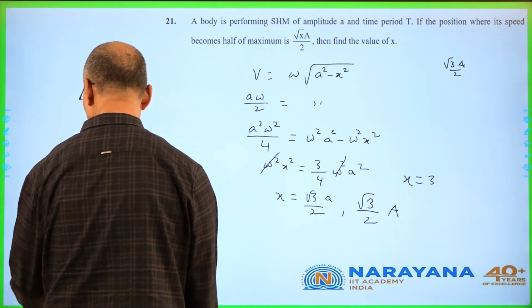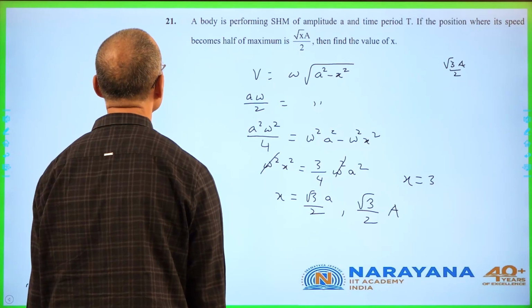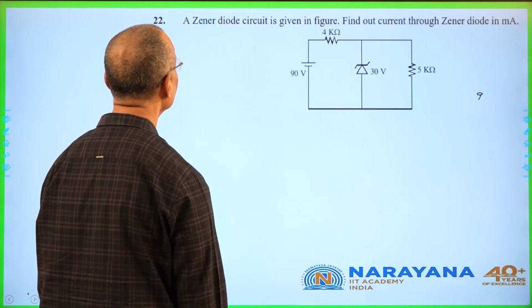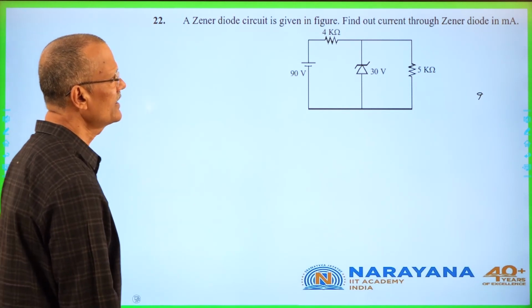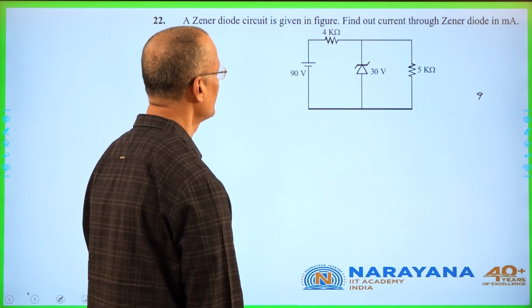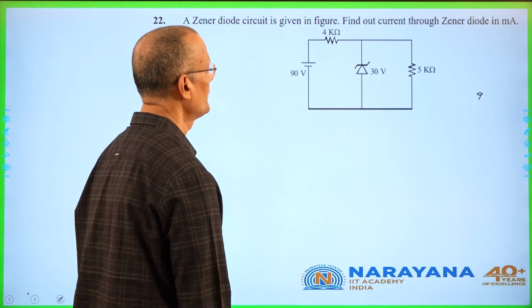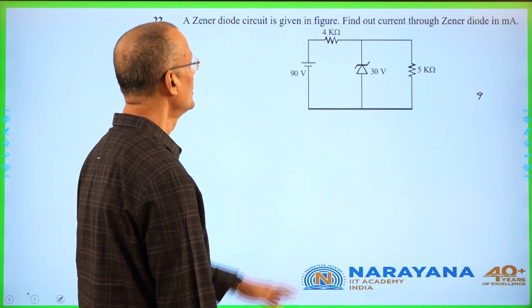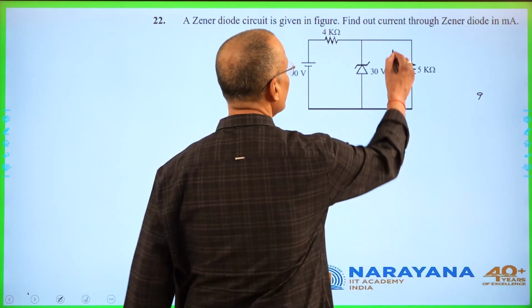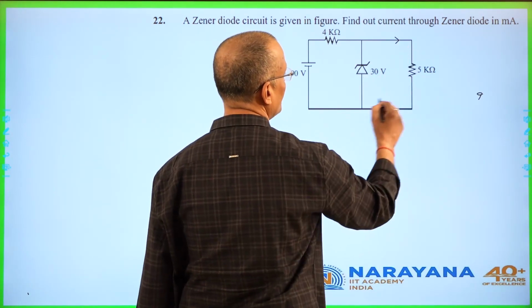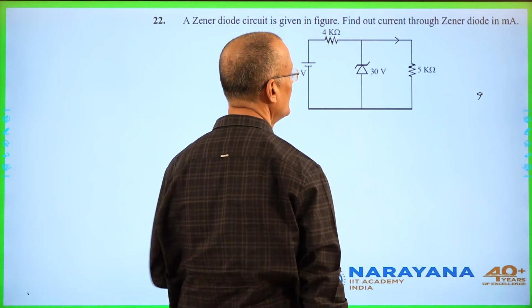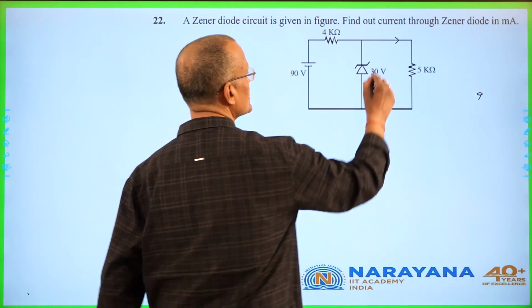I am moving to next question. Question number 22. A Zener diode they had given you. Simple question. Current through Zener diode in milliampere. This is 30 volt. Am I right? So current here whatever is coming is 30 by 5, because 30 volt is here, 30 volt will be here. 30 by 5, 6 milliampere.